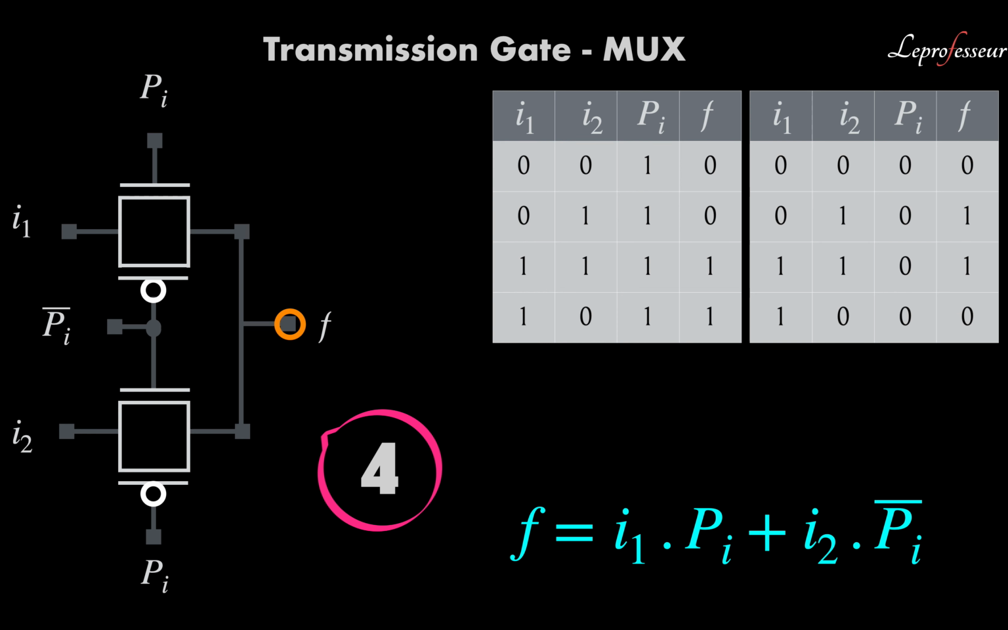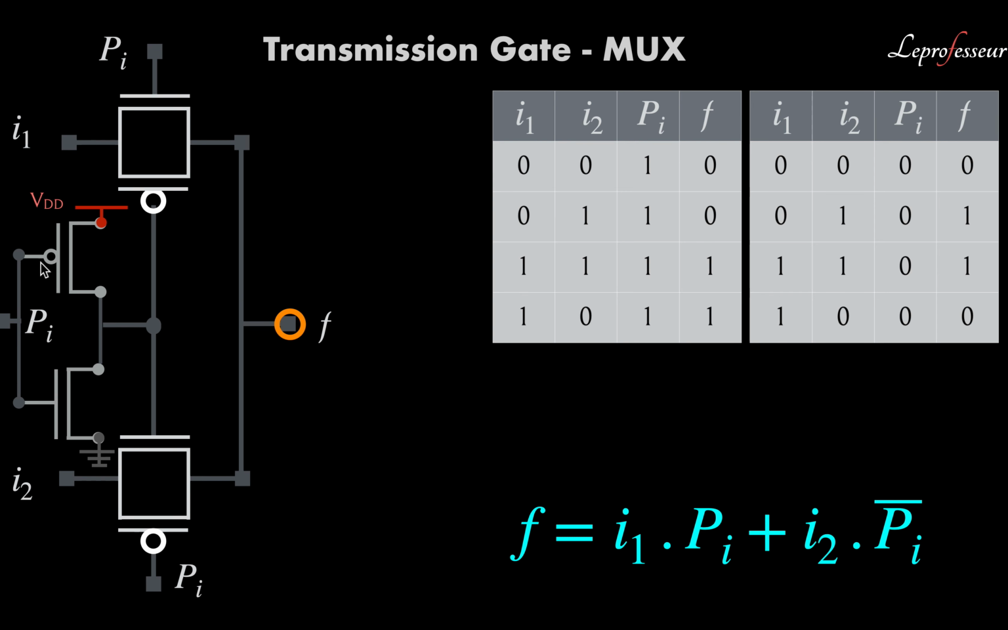Now, what if we don't have the inverted version of the select input? Then we will have to invert it, and an inverter takes 2 more gates. So how many gates will we have now? 1, 2, 3, 4, 5, 6. So we'll have 3 NMOS and 3 PMOS, 6 gates. That's a small difference, right?